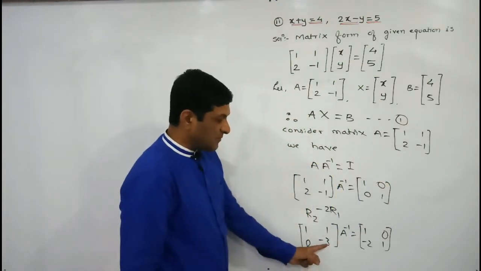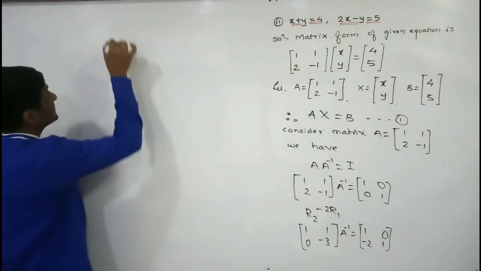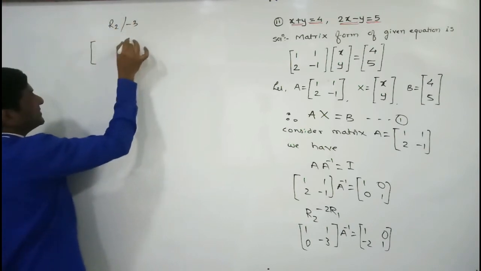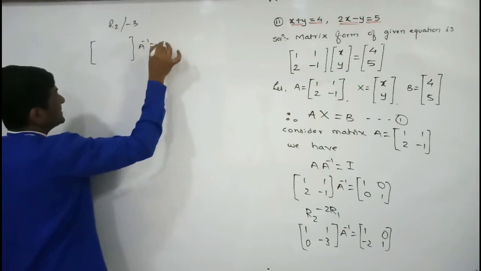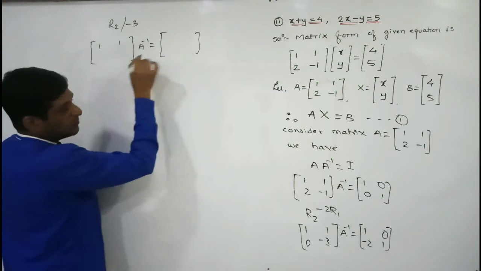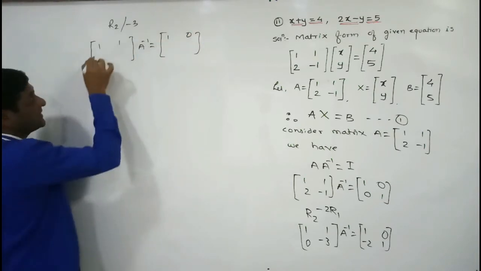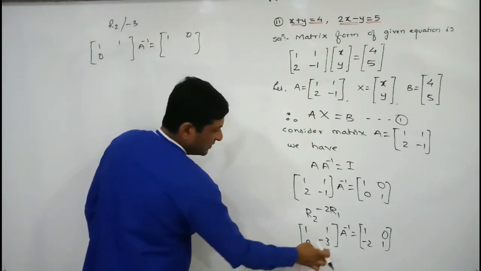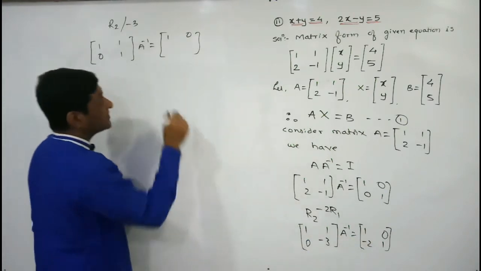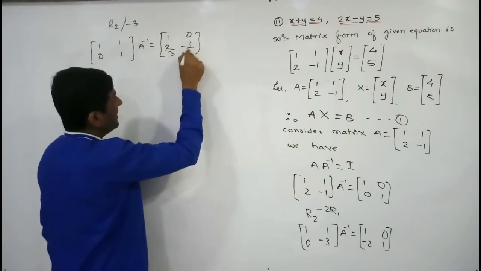Now here we will require 1, and to get 1 here I am dividing R2 by -3. Let us divide the elements of R2 by -3 and see what we get. A inverse, keep it as it is. Our operation is on R2, so keep the elements of R1 on both sides as it is. Simply divide the elements of R2 by -3. 0 divided by -3 is 0, -3 upon -3 is 1. Here -2 upon -3 is 2 by 3 and 1 upon -3 is -1 by 3.